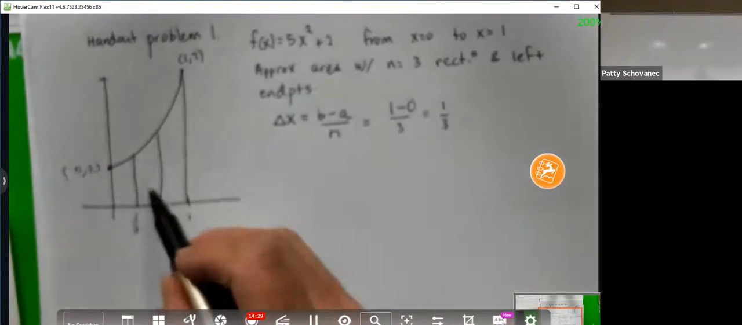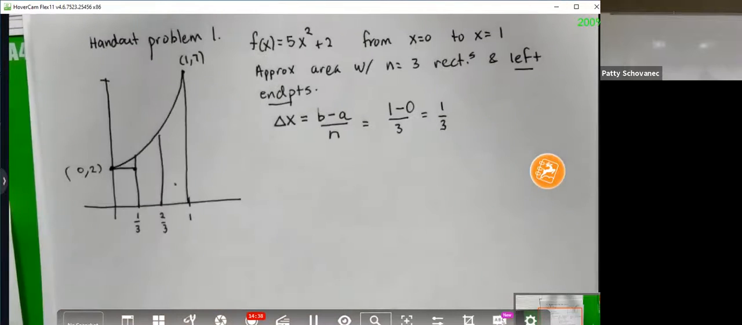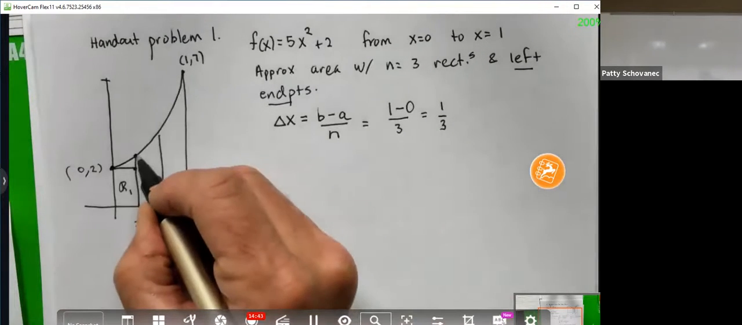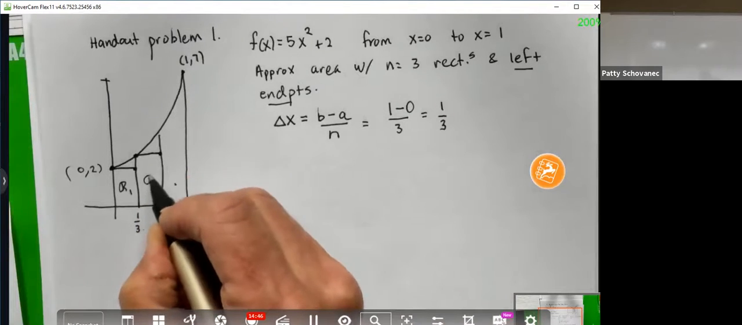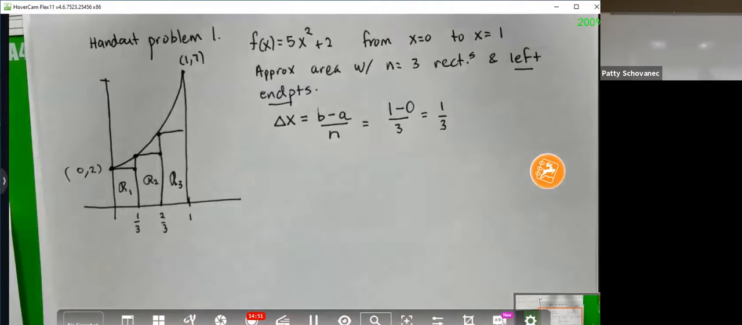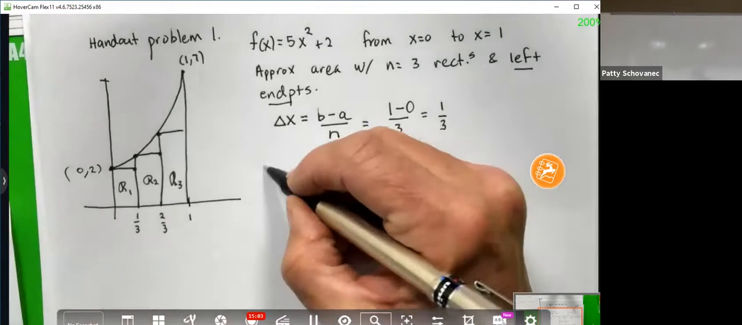So you can see I've got 3 rectangles, but I'm going to draw the heights of the rectangles according to the left endpoint. Here in the first rectangle, I make my rectangle look like that. That's rectangle number 1. The left endpoint of the second rectangle is here. And then the third rectangle is here. So you can see our approximation is going to be an underestimate since all of those rectangles are inscribed. So this is the left sum.